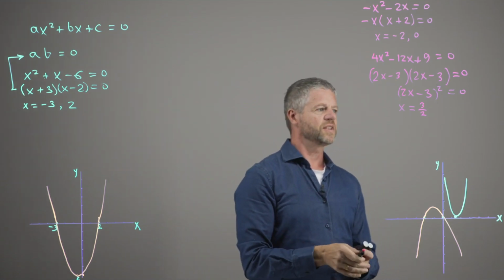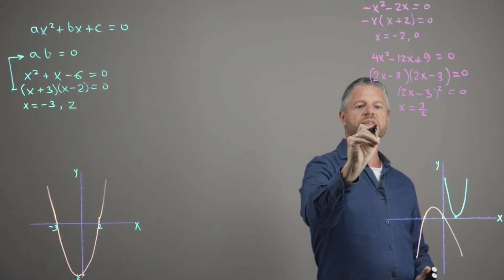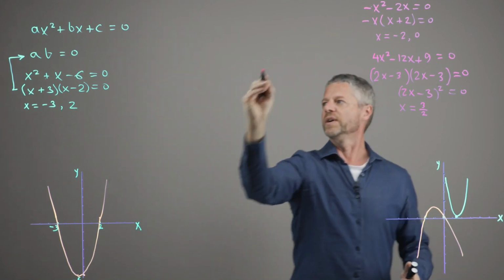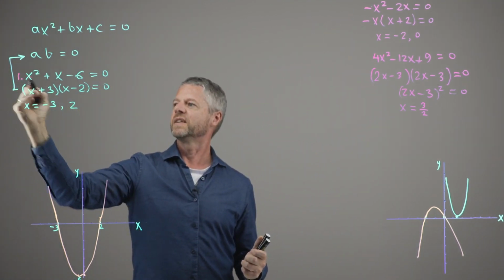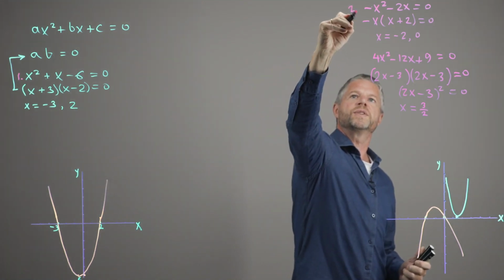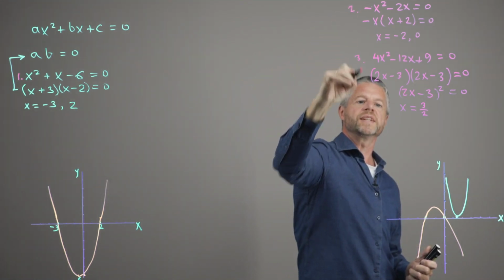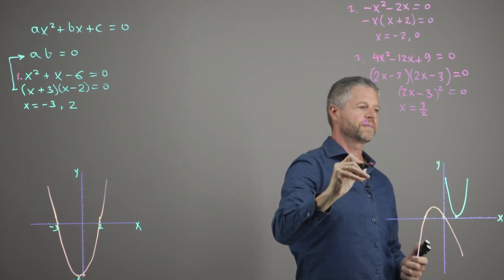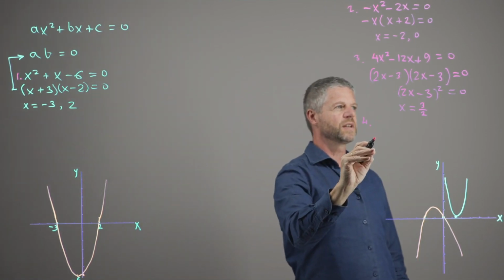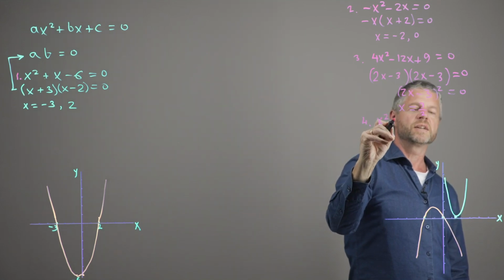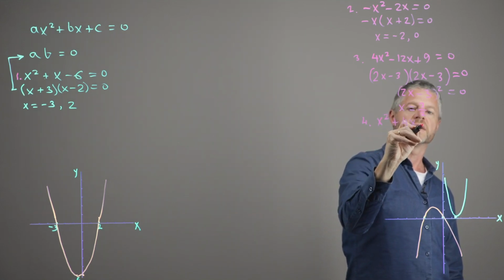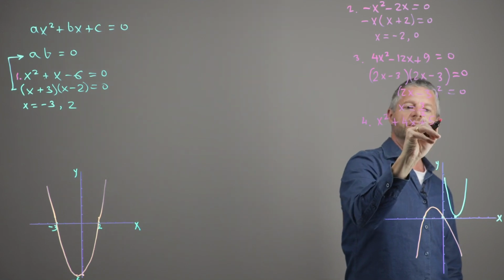So let's do a third example. Let's do, so that was, well, let's go back here, and this was example number 1. And this was example number 2. And this was example number 3. Let's do a fourth example. Let's do x squared plus 4x plus 5 equals 0.